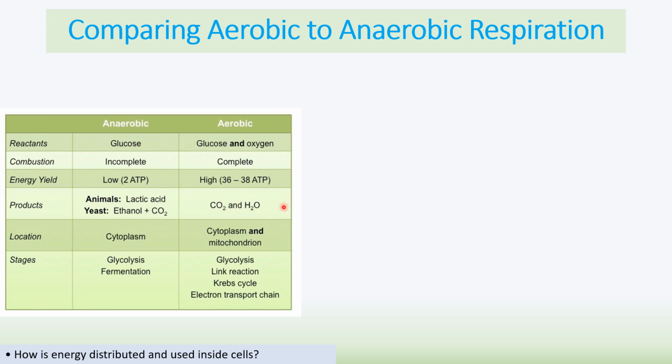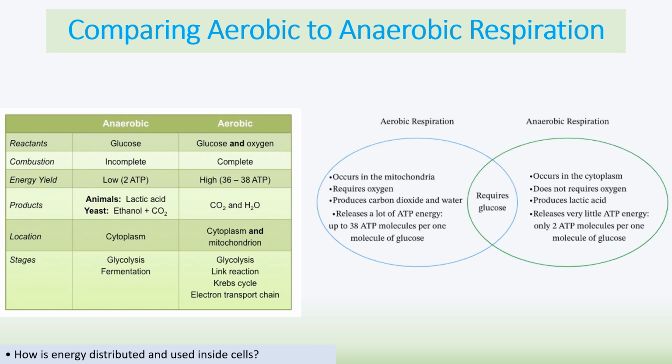The location is important, so this happens in the cytoplasm for anaerobic, but in both the cytoplasm and the mitochondria for aerobic. And the stages: there are lots of stages of aerobic. There's only really the 2 stages, well, really 1 stage of anaerobic. They both require glucose, but then there are key differences.